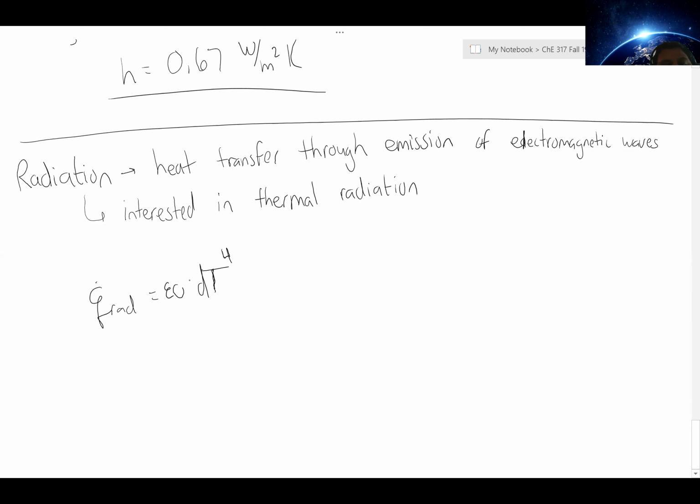And like the other forms, we have constants of proportionality. The first constant of proportionality we consider is designated by a lowercase sigma, which is 5.67 times 10 to the minus 8 watts per meter squared Kelvin to the 4th. And this is known as the Stefan-Boltzmann constant.